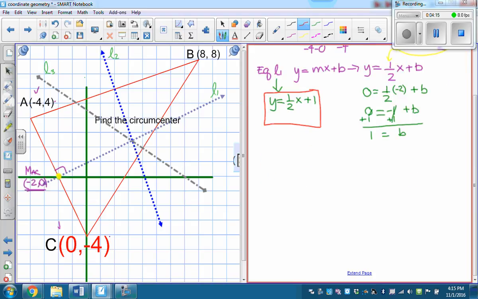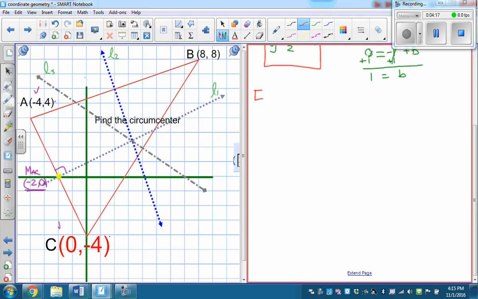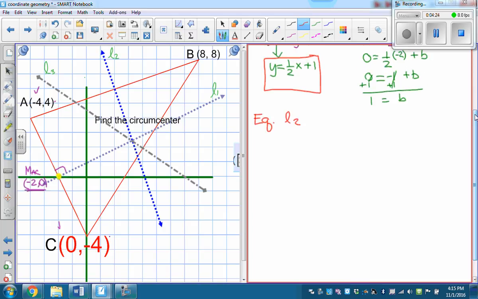We're going to repeat the process and find the equation of line 2. But actually, before we go on, let's look at line 1 and see if it's reasonable. y equals 1/2 x plus 1. The intercept's 1, and the slope is 1/2. That looks pretty good. So for the equation of line 2, I have to find the midpoint. Right here, because line 2 hits the midpoint of AB. So I have to find the midpoint of AB.